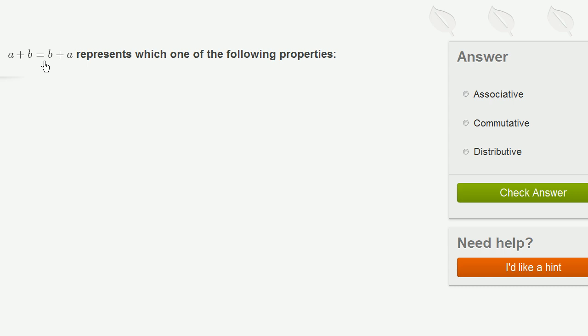A plus B is equal to B plus A represents which of the following properties? So it doesn't matter which order I'm adding. It doesn't matter if I do A plus B or B plus A. This is the commutative property.